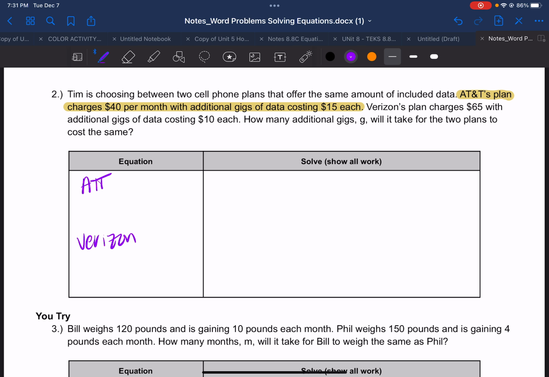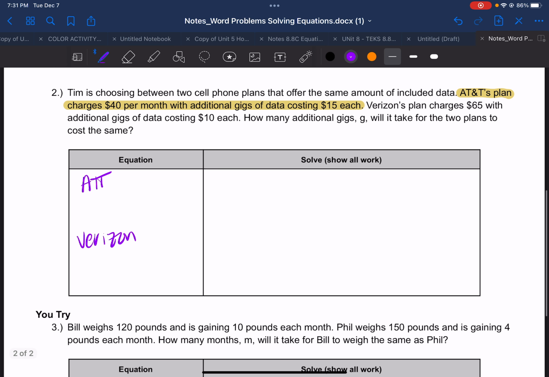So let's write AT&T's plan. So it's going to be per month. Okay, so this is where it gets a little confusing, right? Is this going to be my rate, or is this going to be my rate? Because this says $15 each, and this is $40 per month. Now, what is the question asking us? The question is asking us how many additional gigs it will take for the plans to be the same. So this is what we want to be our rate, the gigs, right?